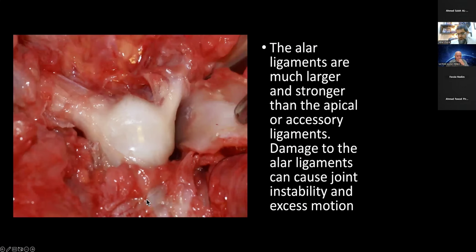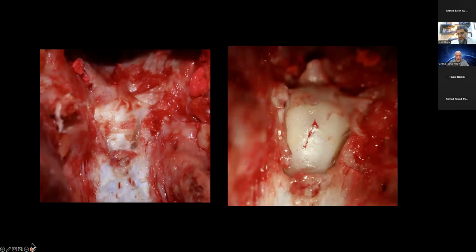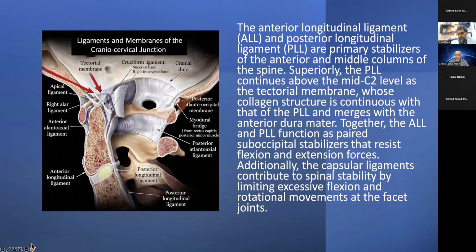What you can see here is also the tectorial membrane that was displaced to the left side. Here is the tectorial membrane. Another picture, before dissection of the dens, we can see some ligaments here. After cutting this tectorial membrane, we can see this membrane. So, ligaments and membranes of the craniocervical junction.